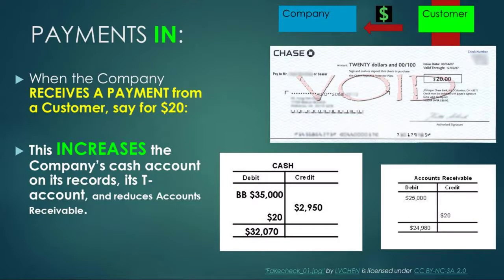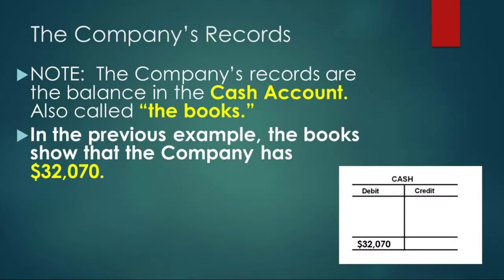When a company receives money from a customer, here's a sample check for $20. The customer writes the company a check, and that makes the cash account go up. This increases the cash account. The company is going to receive the check, debit cash $20, and credit accounts receivable if it's a customer for $20. Now the company's records, like I said, are called the books. In the previous example, the books show that the company has $32,070 in the cash account.